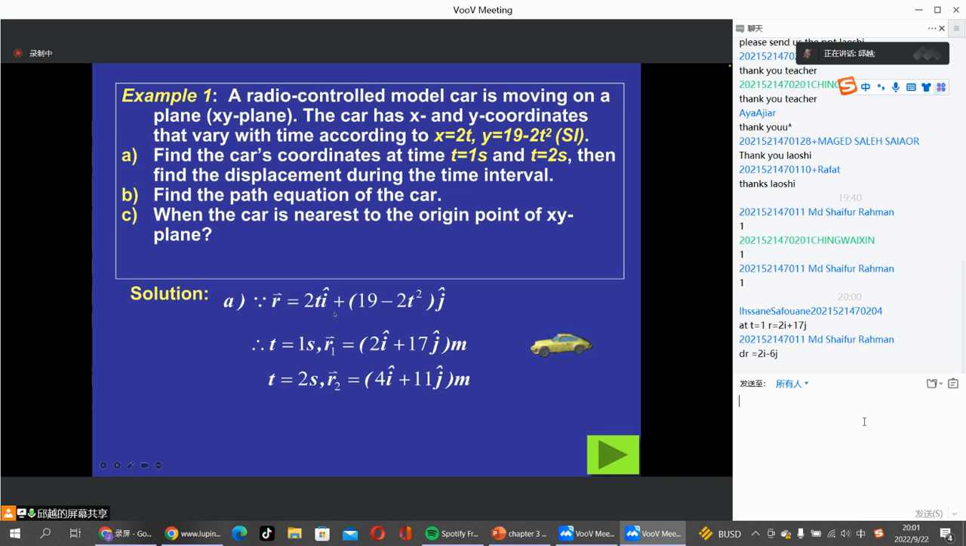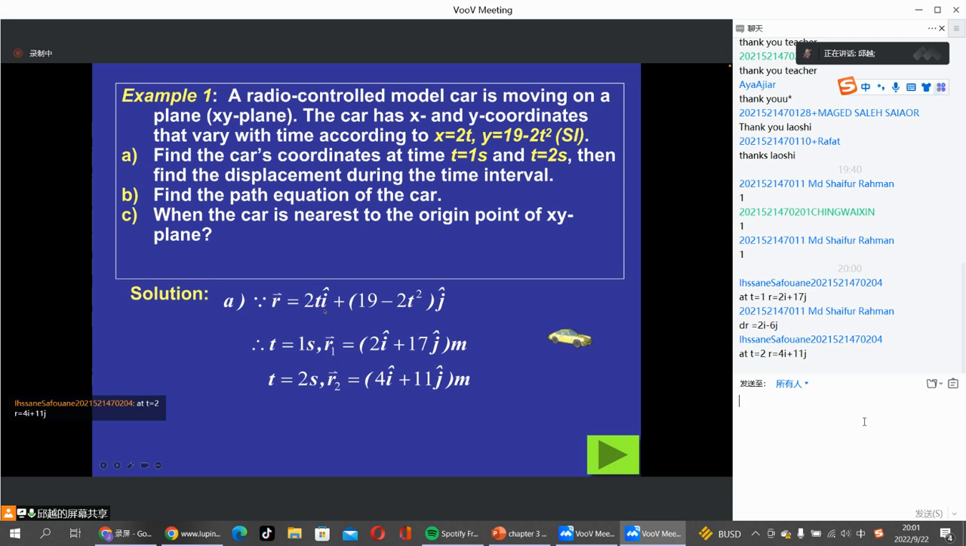We can rewrite the position vector r as 2t i and 19 minus 2t squared j. So at endpoint t equals 1, we have r1 equals 2 and 17, and at t equals 2, we have 4 and 11. By doing the calculation r2 minus r1, we have the displacement during the time interval, 2 and minus 6.